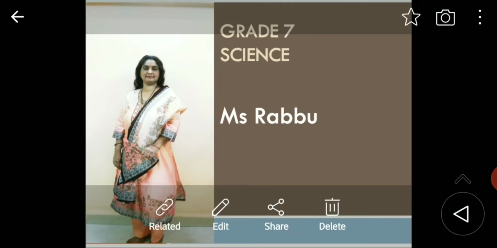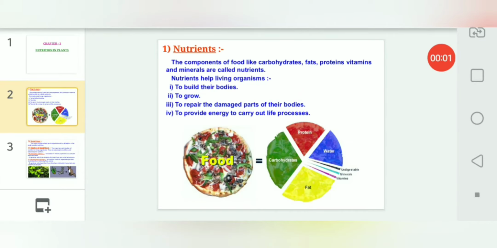Let us begin with the first chapter, nutrition in plants. Nutrients: the components of food like carbohydrates, fats, proteins, vitamins, and minerals are called nutrients. Nutrients help living organisms to build their bodies, to grow, to repair the damaged parts of their bodies, to provide energy to carry out life processes.